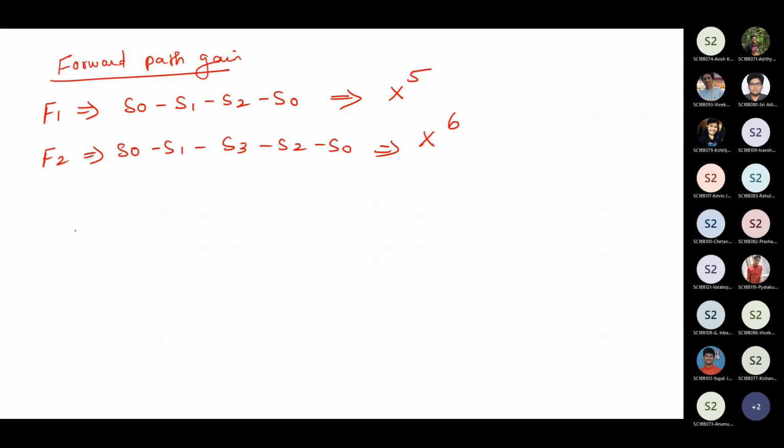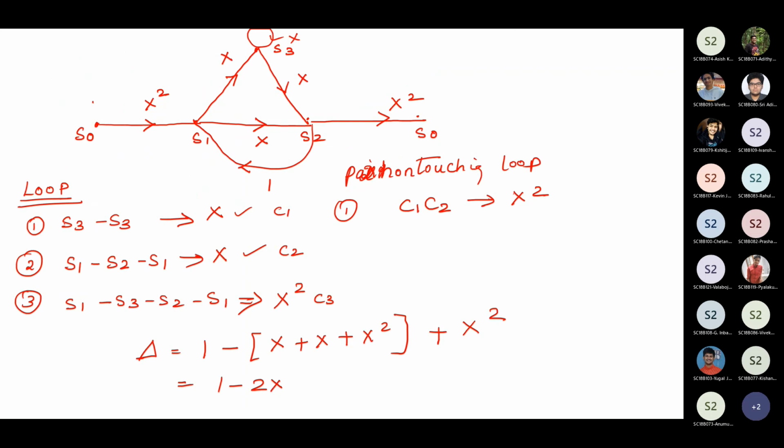Correct? So next we have to find delta 1. Two forward paths means you can write the sum over i equal to 1 to 2 of Fi delta i divided by delta. So what is delta 1? This forward path should not touch the ith loop, right? So S0, S1, S2 is there, so it is not touching this one. First, L1.